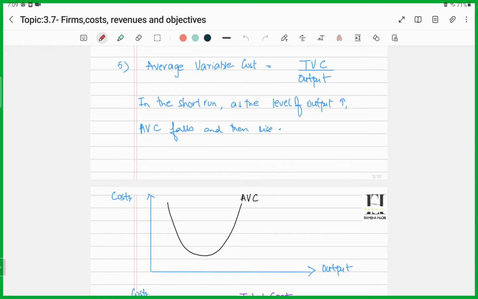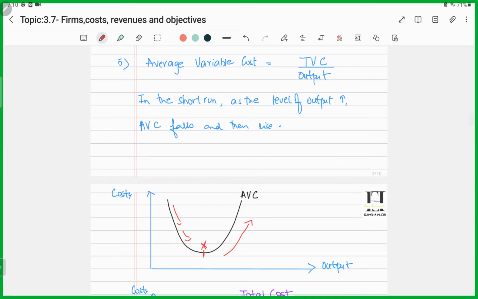As the level of output kept on increasing, this was the point, let's say I will call it X, where the firm achieves economies of scale because this is the point where the cost is minimum, the average variable cost is minimum. Beyond this point, the cost begins to rise. So as the level of output increases, initially the average variable cost falls, and beyond point X, it starts to rise.